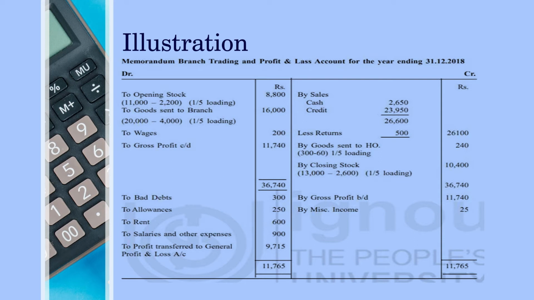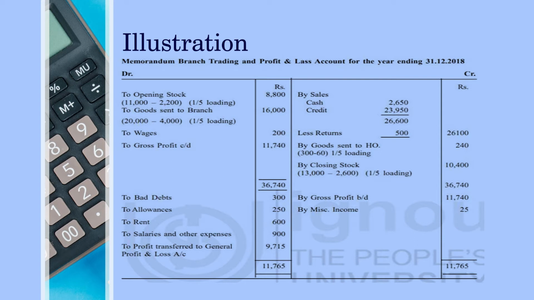Then by goods sent to head office. So let's see how much goods has been sent to head office. Goods sent to head office 300. So in this 300, loading is included. So loading will be on 1/5. So 1/5 of this 300 will be 60. So if we subtract 60, it will come to 240.